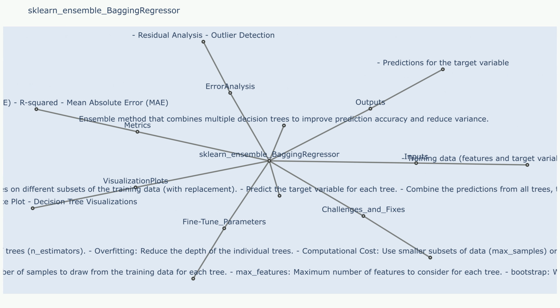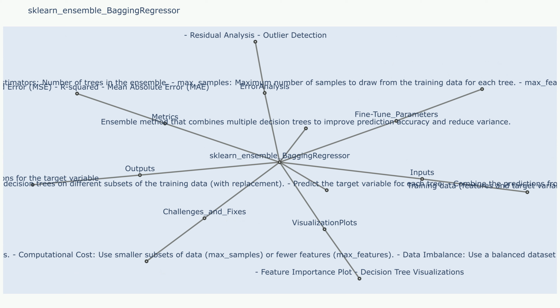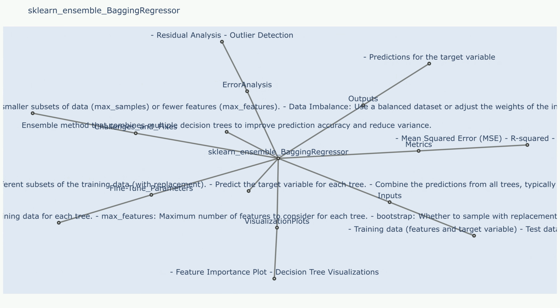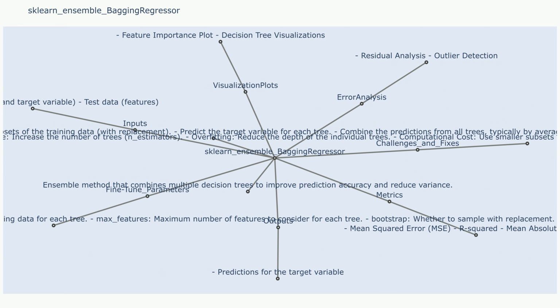Fine-tune parameters. n_estimators. Increasing this value generally improves performance but also increases computational cost. Max samples. Decreasing this value can help to reduce overfitting but may also decrease performance. Max features. Decreasing this value can help to reduce overfitting but may also decrease performance. Uncertainty methods. Standard deviation of predictions. This method provides a measure of the uncertainty in predictions by calculating the standard deviation of the predictions from the individual decision trees.